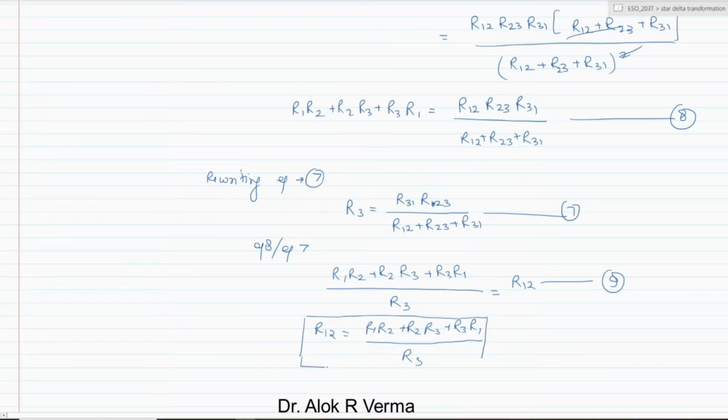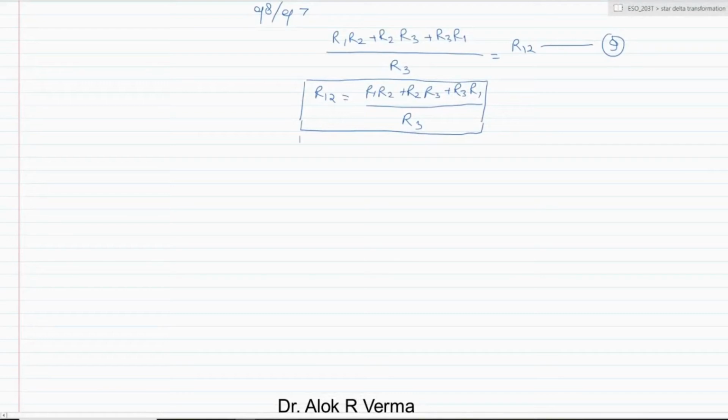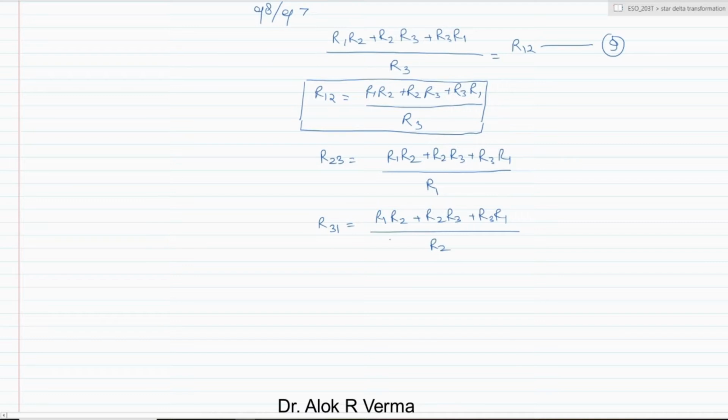On a similar fashion, if you calculate the other terms, R23 and R31, okay, so if you calculate R23, which will be nothing but the same R1 R2 plus R2 R3 plus R3 R1 divided by R1, and if you calculate R31, you get the same terms divided by R2.